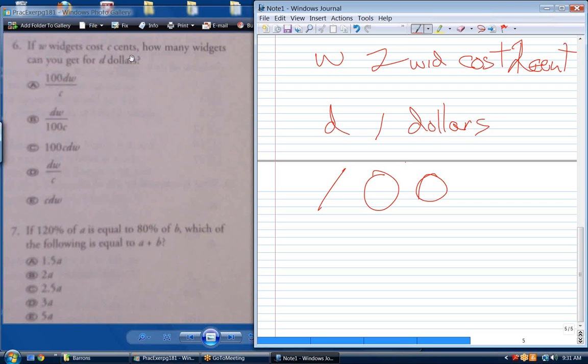The hard part is figuring out their language and interpreting it properly. I've made the mistake twice where I read in an "each." In other words, when I read this, I read, if W widgets cost C cents each, how many widgets can you get for D dollars? But that doesn't really make sense. All you have to do is read it accurately and don't throw in the "each" like I did, and we would be able to figure out how much each widget cost. And then it would be easy enough to figure out how many widgets you'd get for D dollars.